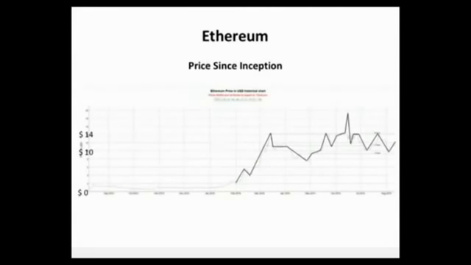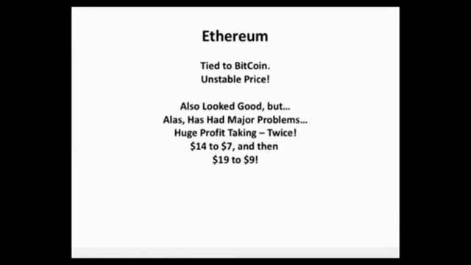Similar pattern. It's gone up to 14, crashed down to below 10, went up to about 15, and has been zigzagging up and down ever since. So we have this profit-taking profile. The next slide is a summary of Ethereum. It's kind of tied to Bitcoin, so the instability from Bitcoin washed over into Ethereum. And huge profit taking, 50% down to 7, and then 19 to 9, that's another 50% drop.